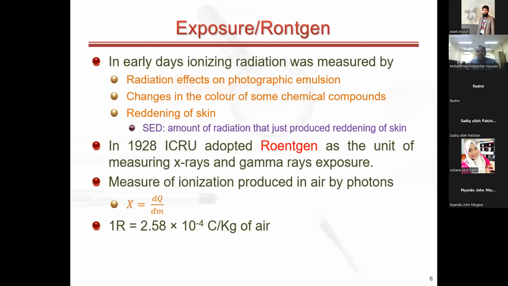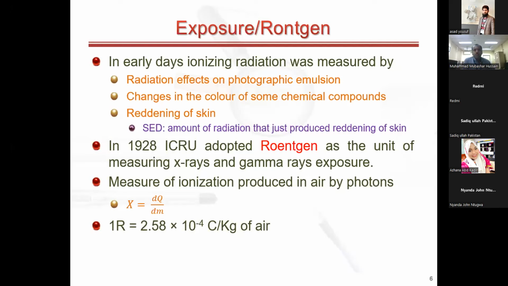In the early days, in physics especially and every physical science, when we come across any unit or quantity, we need to quantify it or measure it. So in the early days, ionizing radiation was measured by its effects on chemical or biological systems, using photographic emulsion, changes in the color of some chemical compounds, and reddening of the skin. The unit introduced was SED, skin erythema dose, the amount of radiation that just produced reddening of skin.